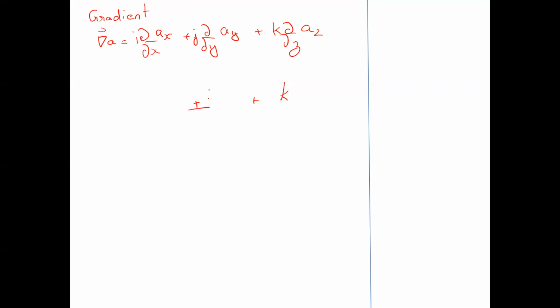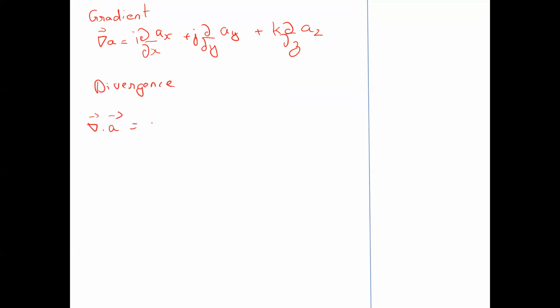The next quantity we'll introduce is called the divergence. So what is this divergence? It is del dot A. It's the dot product of two vectors, so the resultant will actually be a scalar.